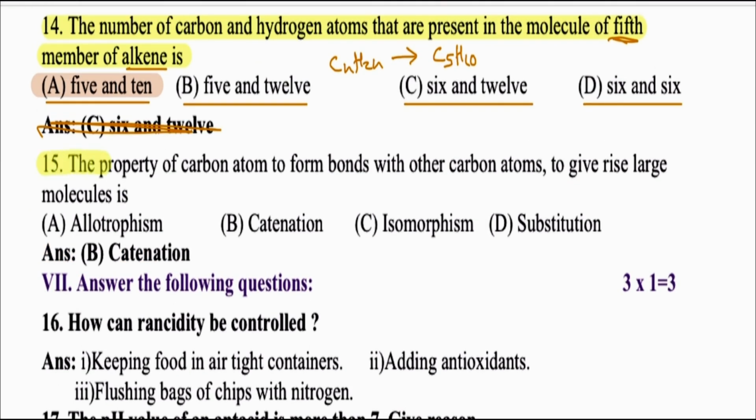15th question. The property of carbon atom to form bonds with the other carbon atoms to give rise large molecules is option A allotropism, option B catenation, option C isomorphism, option D substitution. And the correct answer is option B catenation.